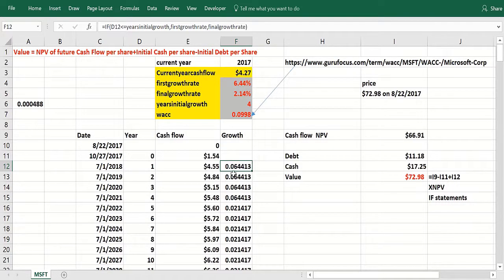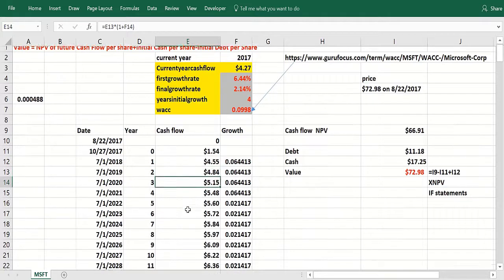Otherwise, we'll take the low growth rate. So you can see I have 4 years where I'm going to have a high growth rate here, and the rest will be the low growth rate for this two-stage growth model. So the cash flow for 2018 will take the current year cash flow times 1 plus the growth rate for that year. Then the next year, we can copy this down. We'll take last year's cash flow times 1 plus the growth rate. That just gets copied down.